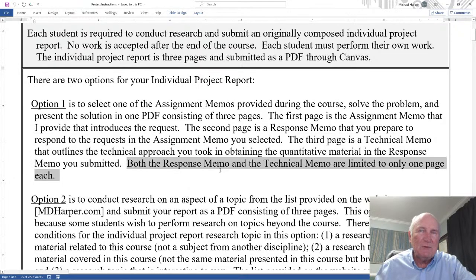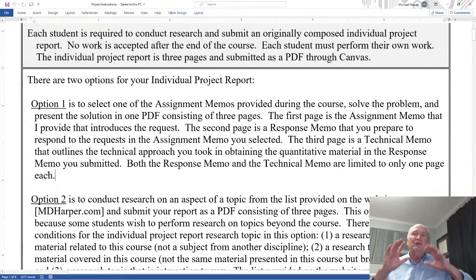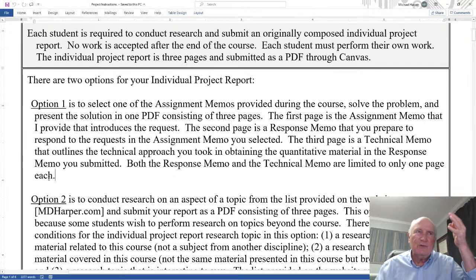Both the response memo and the technical memo are limited to only 1 page each. Be very careful. That includes graphs, tables, 1 page, and that's all. So the first page is down below, where I'll show you 3 examples, 3 options: memo 1, memo 2, memo 3. You can pick any one of those, but then your response memo responding to the request to the client should be 1 page. The technical memo saying here's how I worked the problem, 1 page.